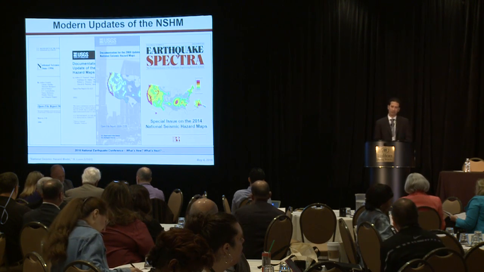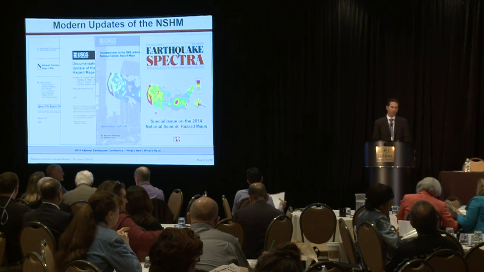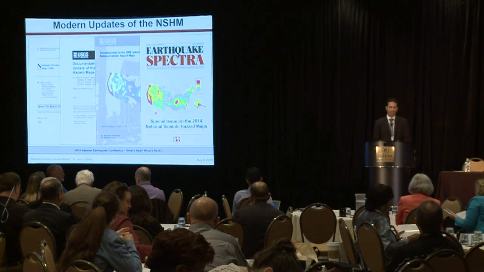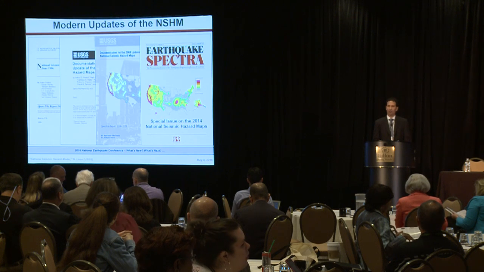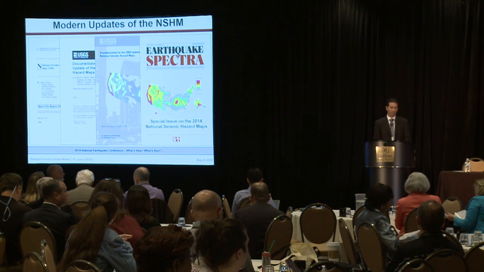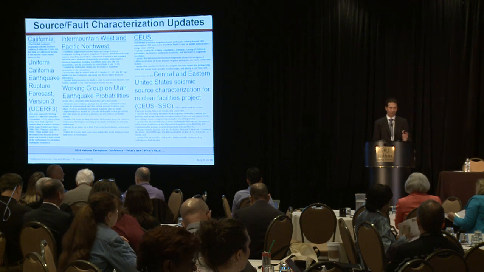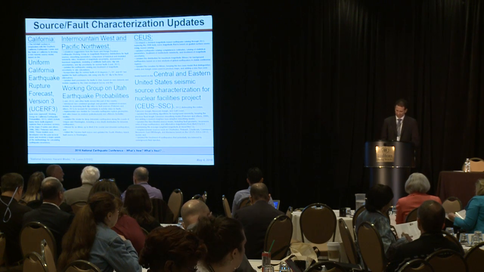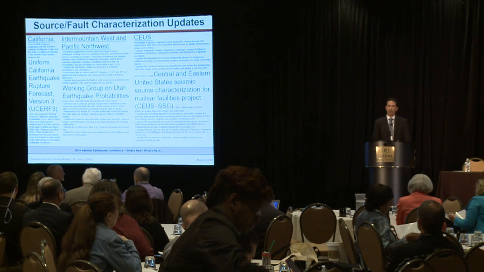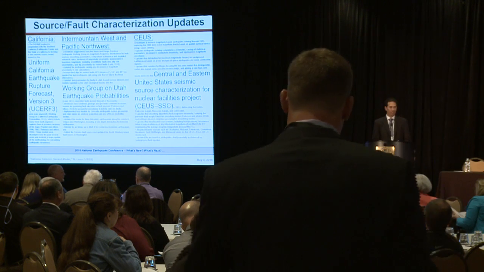USGS hazard model. So the newest model is documented in a free USGS open file report, but it's also probably in more detail documented in a special issue of Earthquake Spectra that came out at the end of last year. So I put that graphic up there. Right. So this 2014 National Seismic Hazard Model, there were a lot of improvements that were made in it with respect to 2008. And so here's the whole smorgasbord of those. But I've tried to highlight a few improvements that are probably important for people to know about.